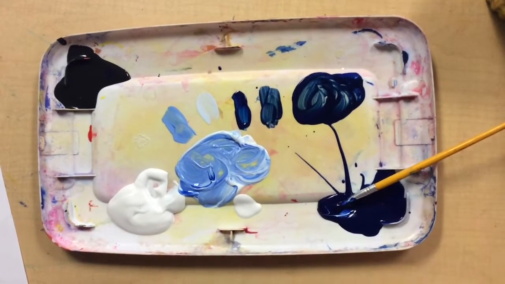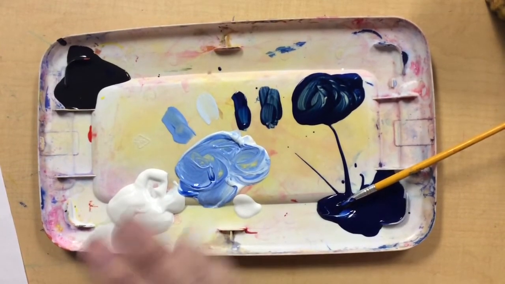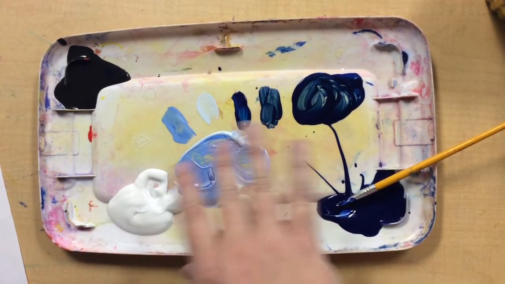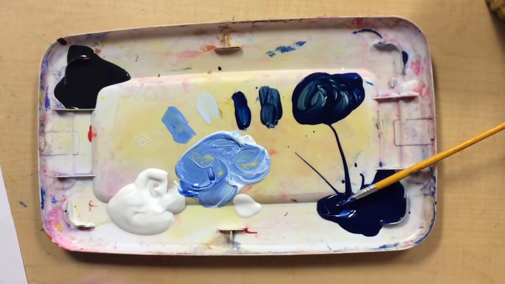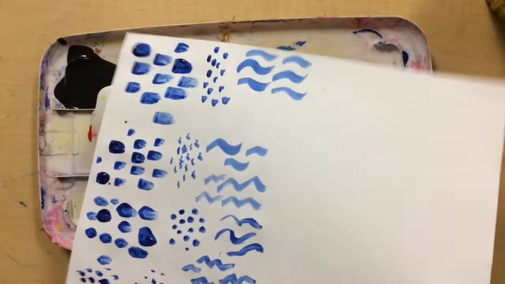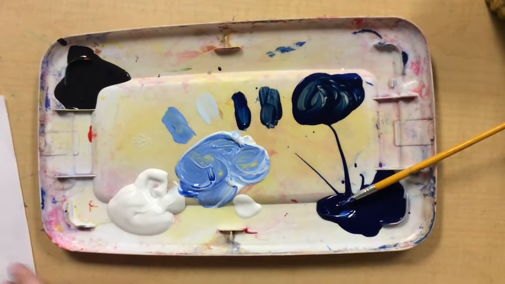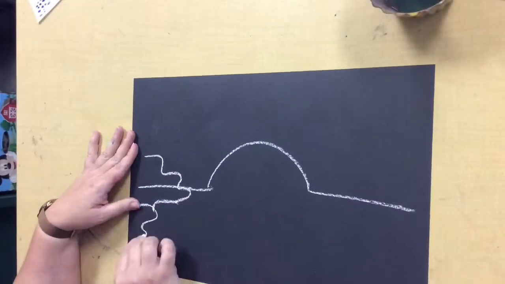So you will of course have more than one color when we start painting this. So think about how you're going to show lights and darks and how you're going to use your brush to create visual texture. Once we've done that, you can get out your black paper and we're going to sketch a landscape with our chalk, and I will show you how to do that. You can watch me make mine. Here we go.